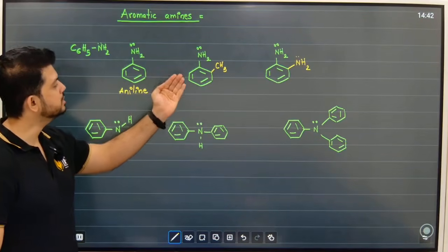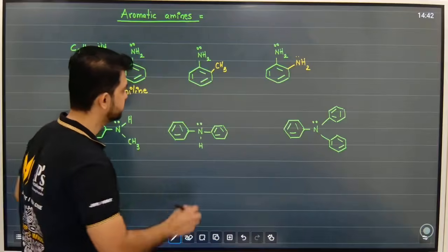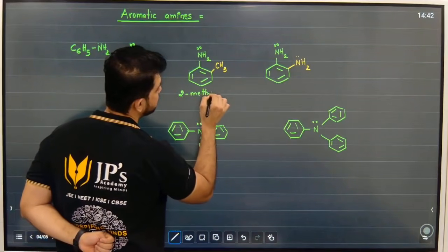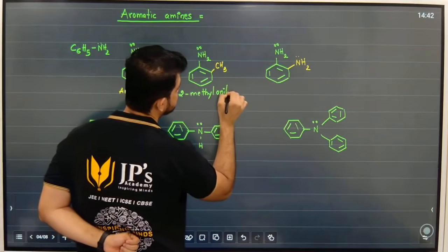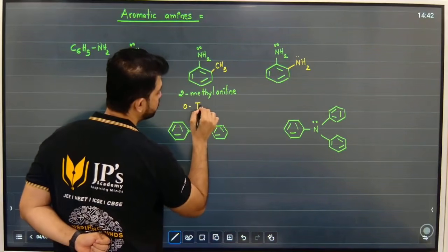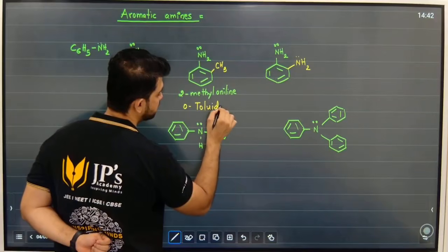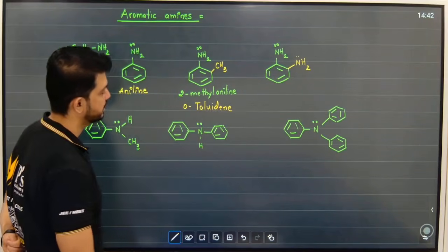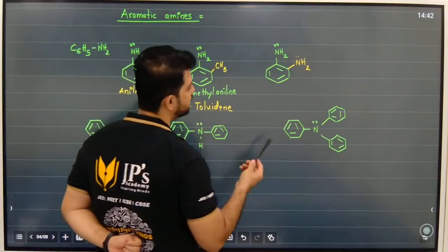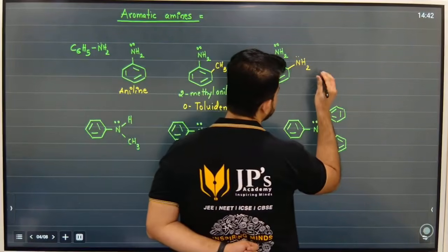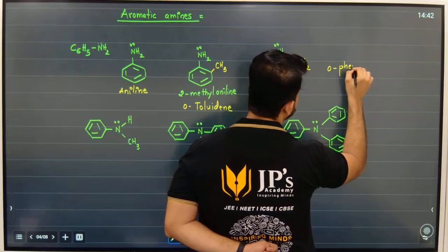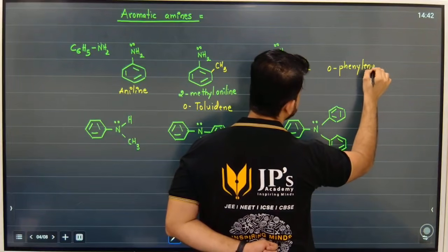Then you can call this 2-methyl aniline or ortho-methyl aniline. But the name you should remember over here is ortho-toluidine. Okay, remember ortho-toluidine. Here you can also remember the common name nomenclature, ortho-phenylene amine.